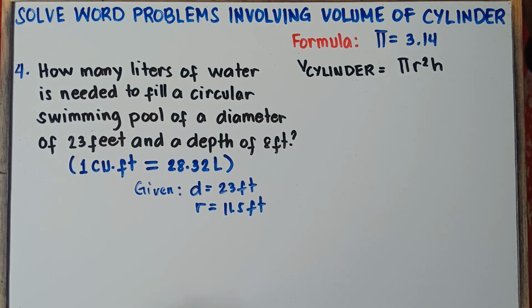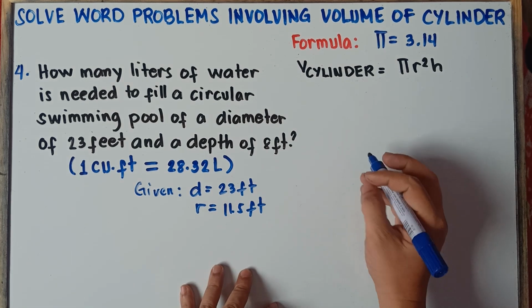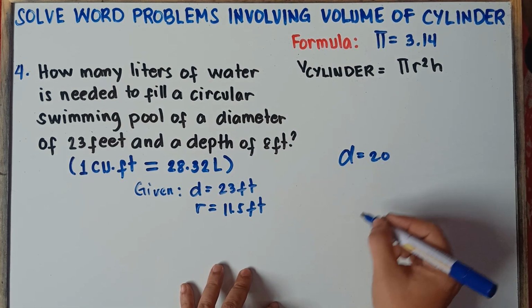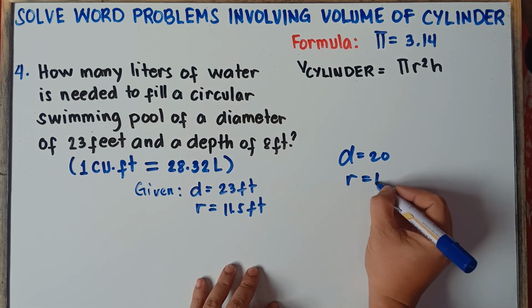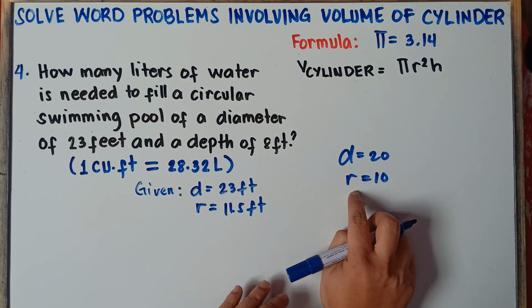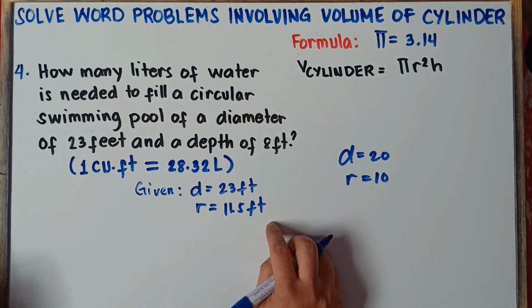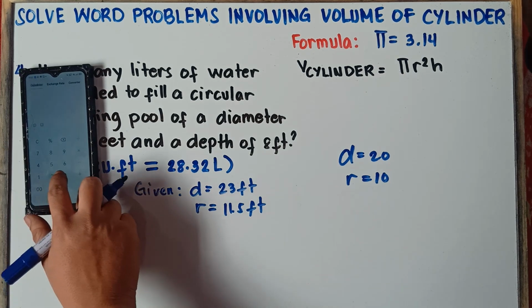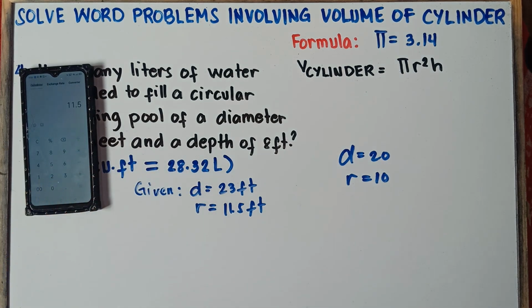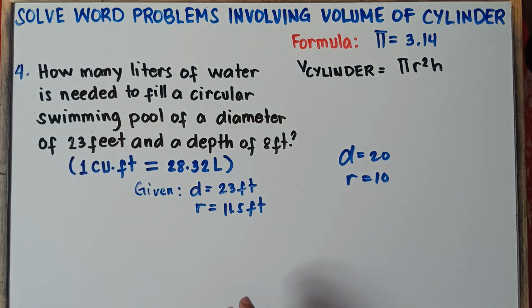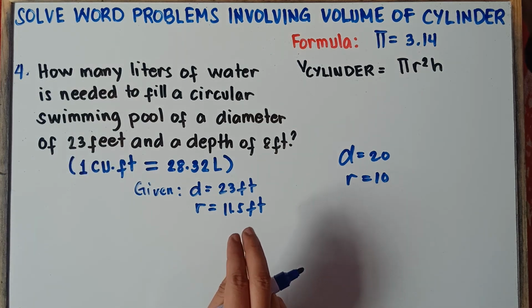Because always remember this one, class, that the radius is half of the diameter. If I say the diameter is 20, therefore the radius is 10. Half of the diameter, class, that's the radius. So half of 23 would be 11.5. Or you can divide 23 by 2, the answer is 11.5. So the given radius would be 11.5.